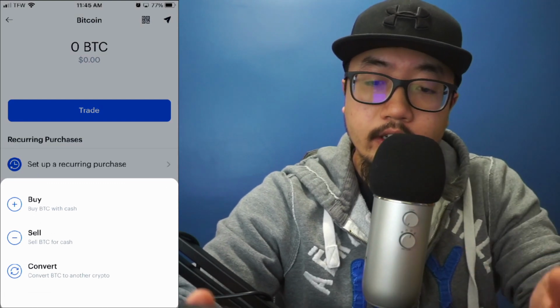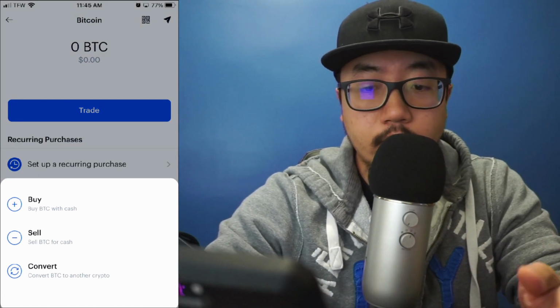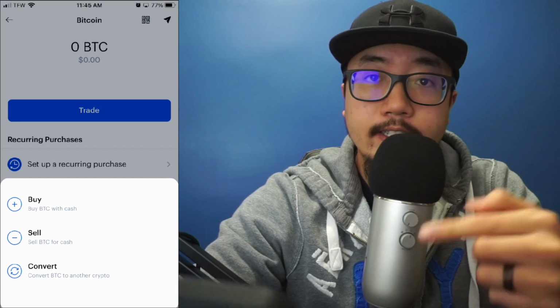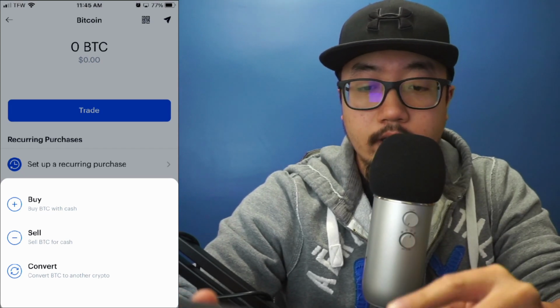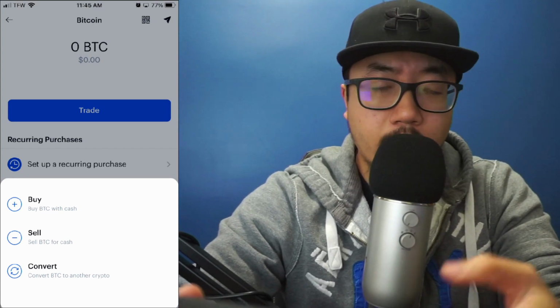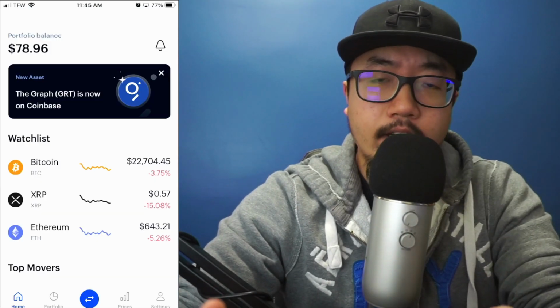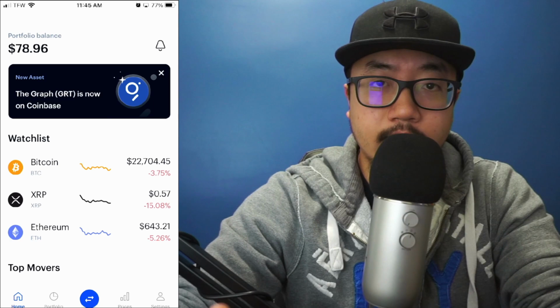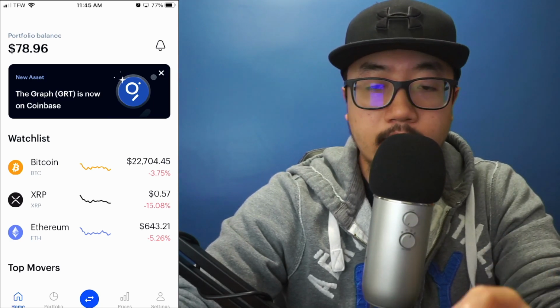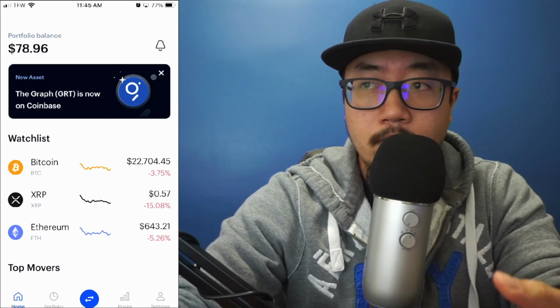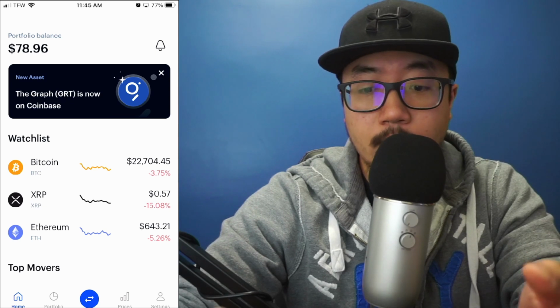Now here is where you're going to have the option to either buy Bitcoin or sell Bitcoin. So click on either of those options depending on whatever you're trying to do on Coinbase. So that's how you do that. At the very top, you'll see my portfolio balance. This is the balance I have in cash at the moment on Coinbase. So how do you withdraw that money from Coinbase?